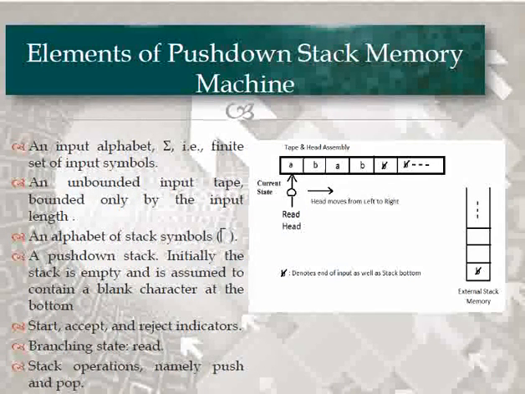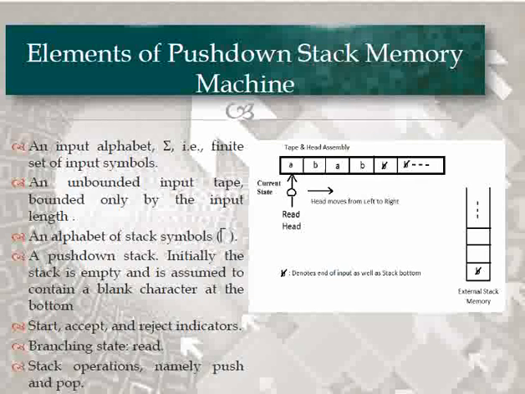Okay, so we are going to study today about the basic elements of a push down stack memory machine. A push down stack memory machine is a computational model that is used to solve any problem that has an algorithmic solution and requires a single stack of infinite memory as storage.